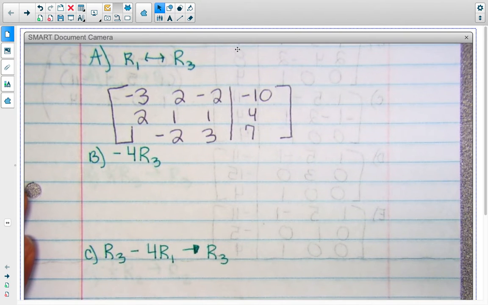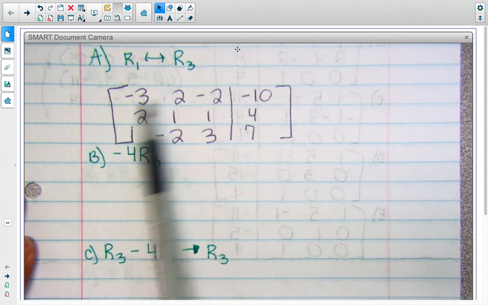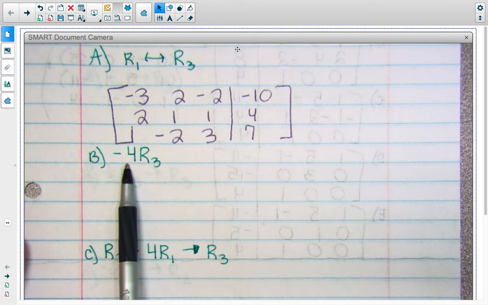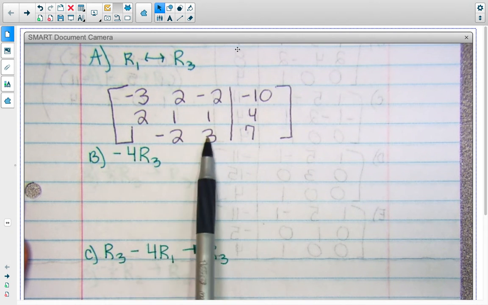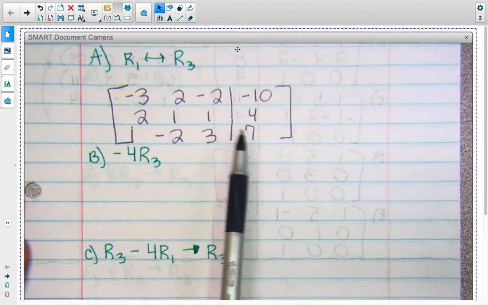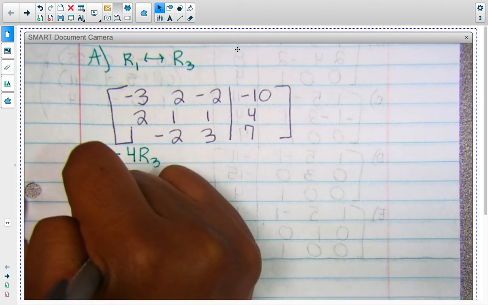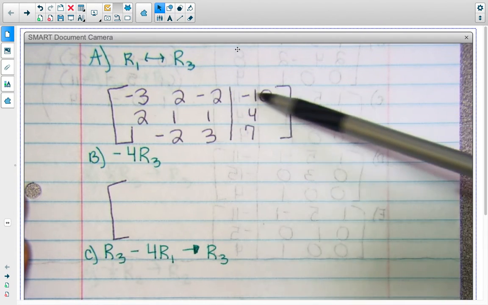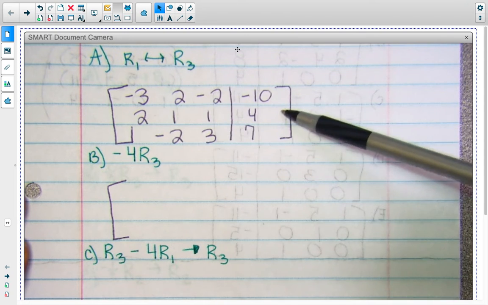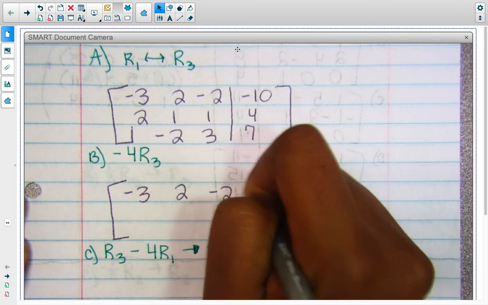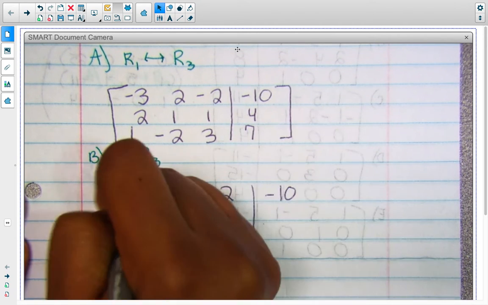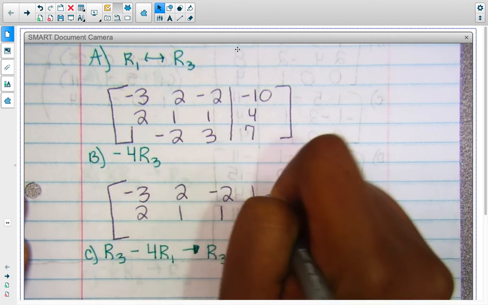Part B. We're going to use the matrix that we now have. Don't start over. Use the matrix that you now have. And it says multiply row 3 by -4. So this is row 3. We're going to take all of these numbers and multiply by -4. So I'm doing nothing with row 1. I'm doing nothing with row 2. So this is going to be -3, 2, -2, -10. It's going to be 2, 1, 1, and 4.